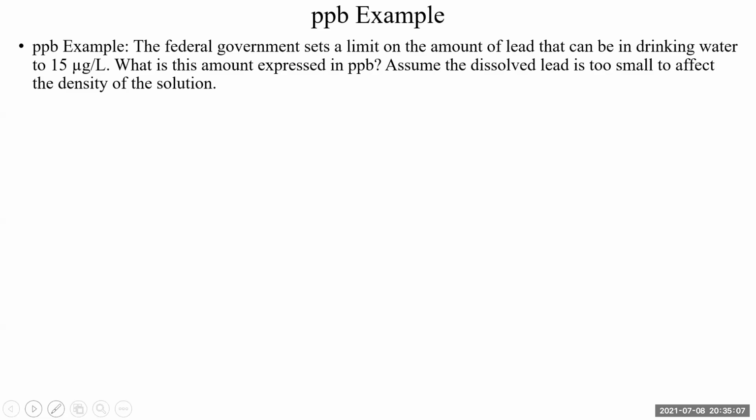Okay, ppb, part per billion. The federal government sets a limit on the amount of lead that can be in drinking water to 15 micrograms per liter of water. This is per liter of water. Now, bear in mind, again, the micrograms of lead ions in the water isn't going to have any kind of significant effect on the volume of the water. So for all intents and purposes, the mass and the volume of water are going to be assumed to be the mass and or volume of the solution, because 15 micrograms of lead is not going to change anything. All right, it's not going to change.